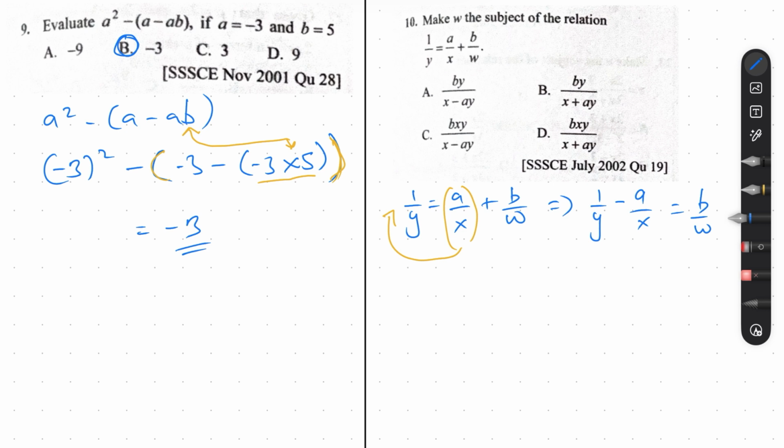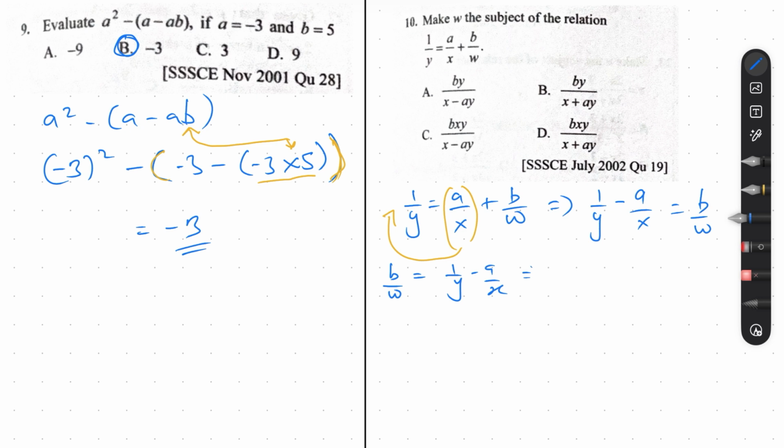Okay, cool. So now this whole expression we can rewrite it to be b over w equals 1 over y minus a over x. It's the same thing, right? We just shift both sides, okay? So let's write it like that. So we have b over w equals 1 over y minus a over x. Okay, so now let's find the LCM of this side.